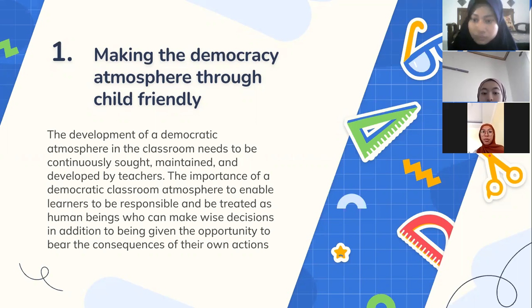The development of a democratic atmosphere in the classroom needs to be continuously sought, maintained, and developed by teachers. A democratic classroom atmosphere is important to enable learners to be responsible and be treated as human beings who can make wise decisions, in addition to being given the opportunity to bear the consequences of their own actions.